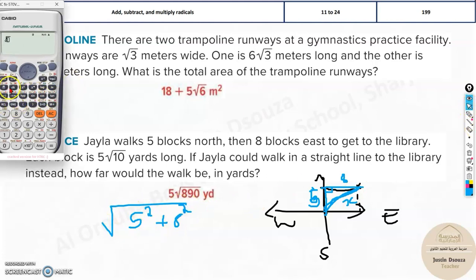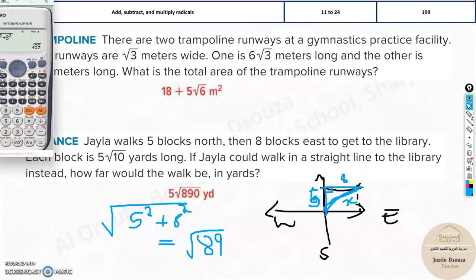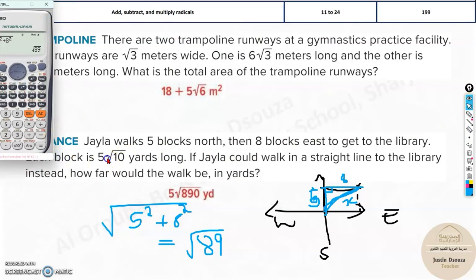You need to write this, and then 5 squared is 25 plus 64. Sorry, 8 squared is 64. You will get square root of 89. Square root 89 is the answer. But is this over? Yes, this is the shortest distance. But they have told one important thing. Each block over here is 5 into root 10.